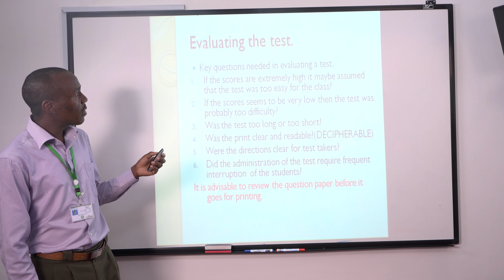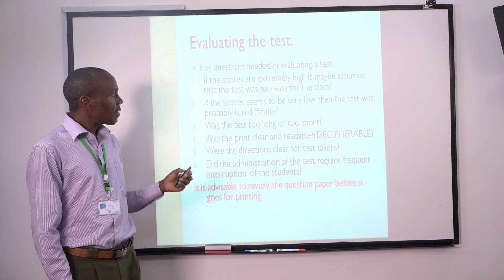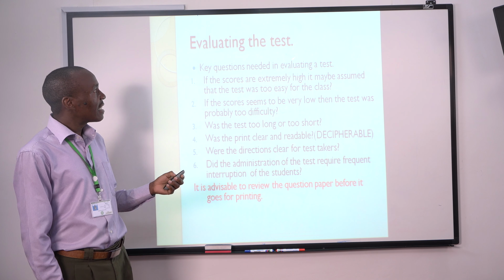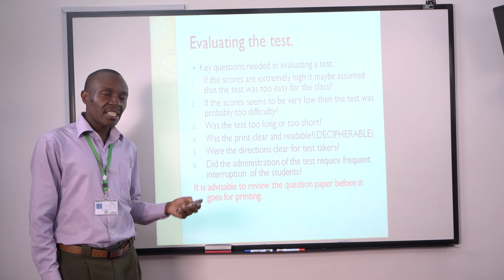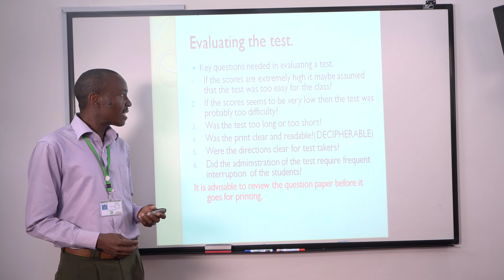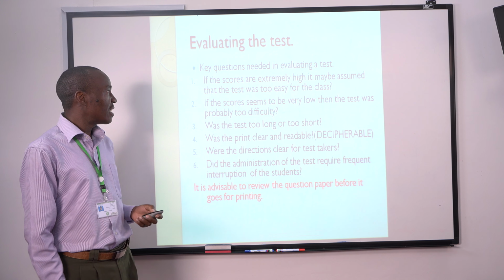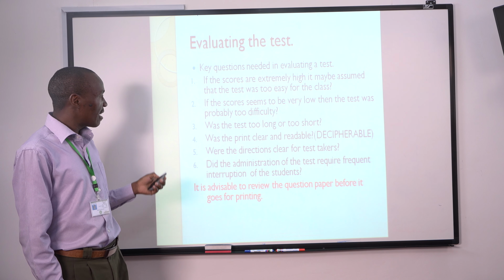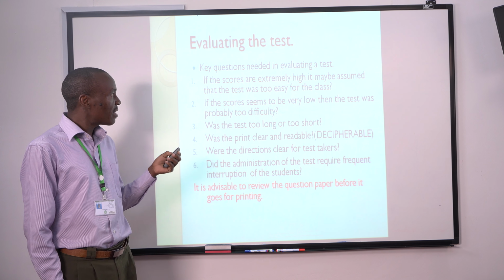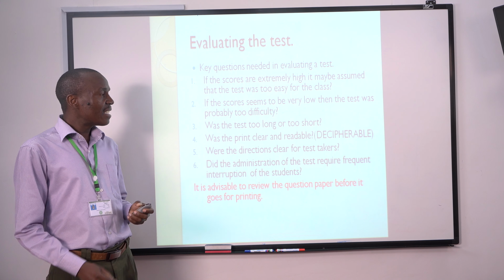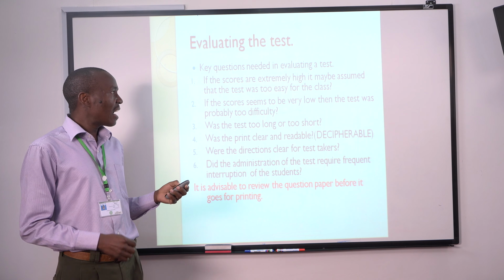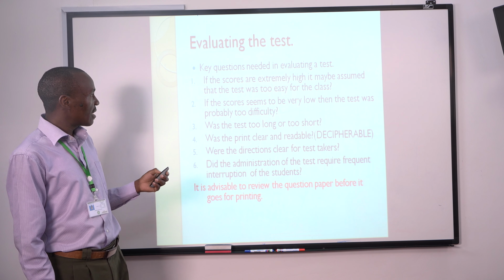So we have also what we call now, after doing all that, the last part will be you evaluate your test, if it measured what you intend to measure, and if it contained the 2 main characteristics, that is validity and reliability. We have 6 steps here in evaluating our test. The first one, if the scores are extremely high, then there is a problem in your item. You should analyze your item and maybe relook at the test.